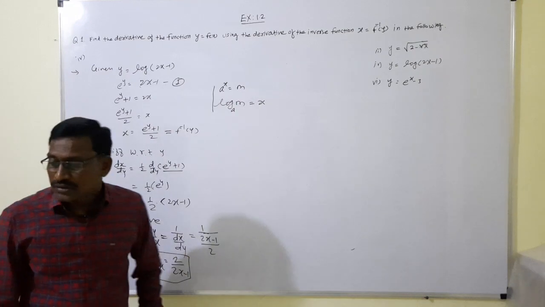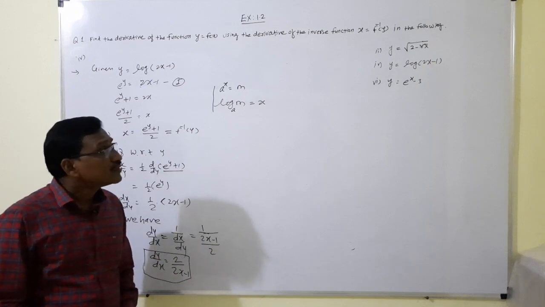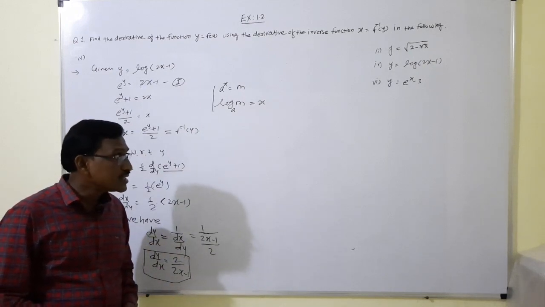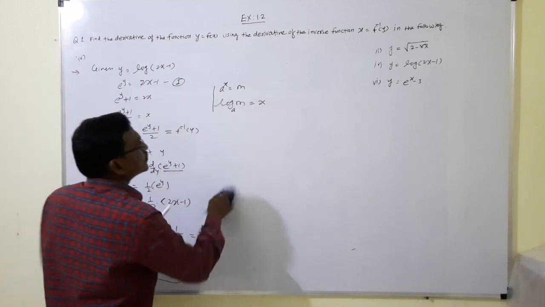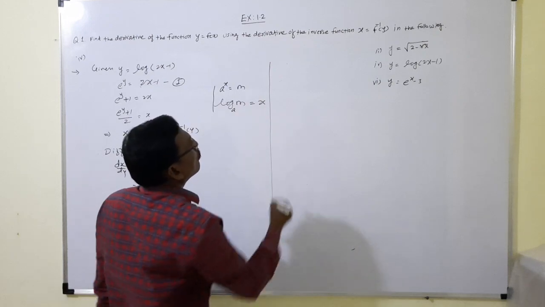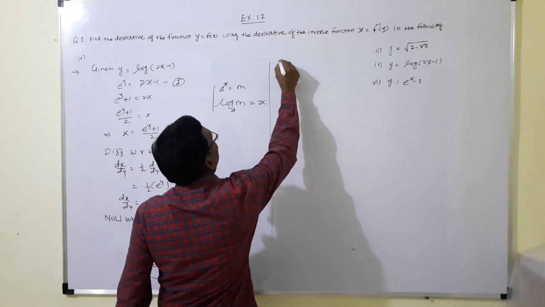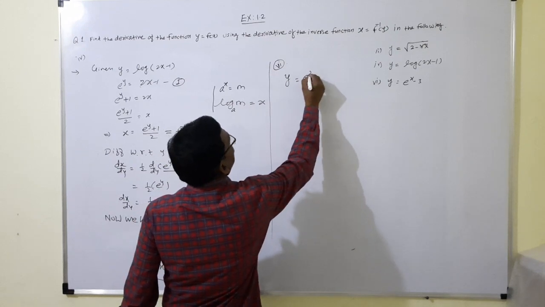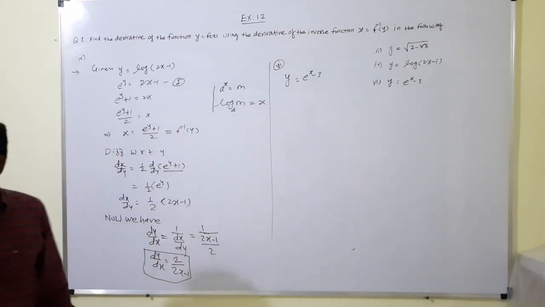Again there is a next example, number 5, which is so simple, y equal to x plus 3. That's why we take example number 6 here. Example number 6: y equal to e raised to x minus 3.